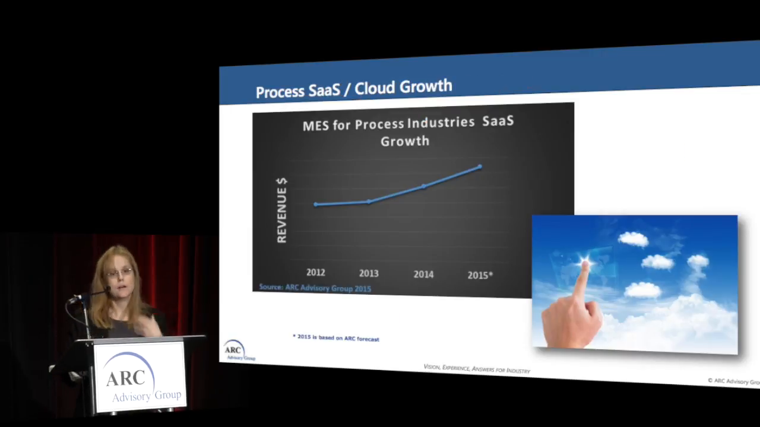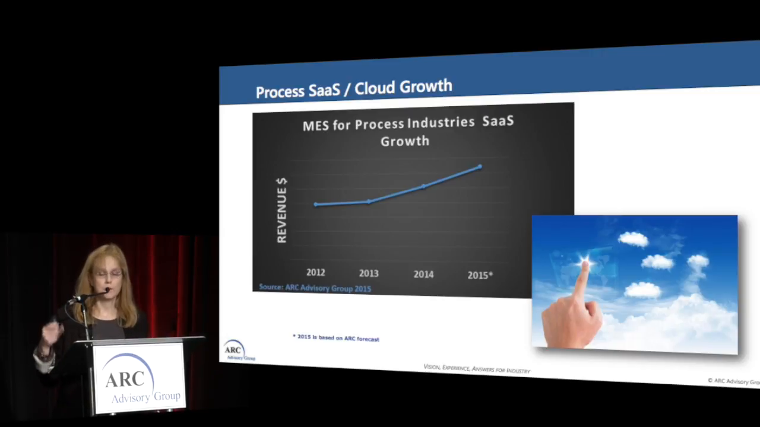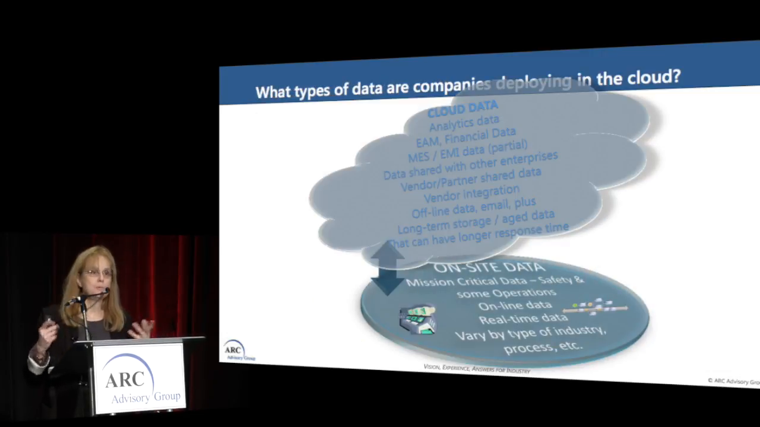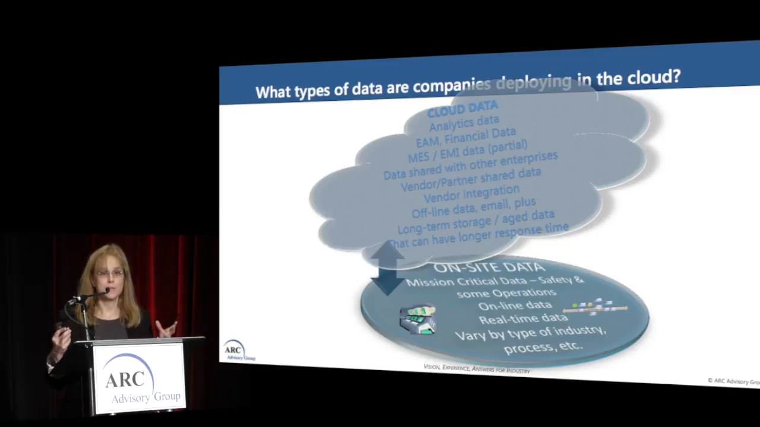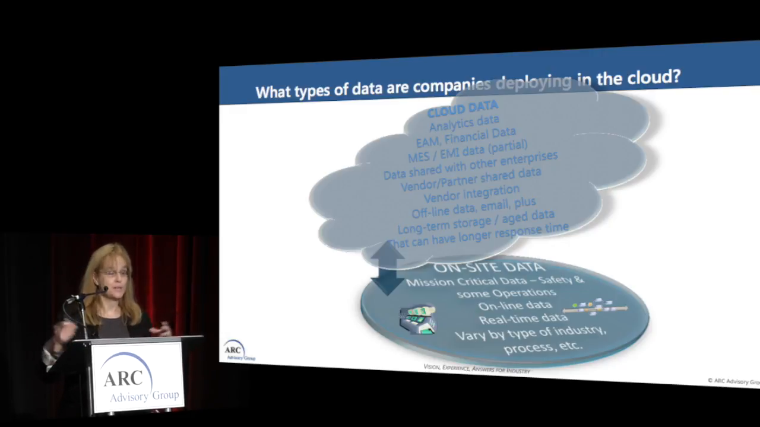So we do track the MES space by revenue. We also track the EMI space, but I had done this for what we call software as a service to the cloud. We are seeing an uptick in the actual data that's coming from the cloud. So what types of data are people deploying to the cloud? Well, they're deploying all types of data, but mostly it's historical data, aged data, things that maybe they don't think has intellectual property, although people are deploying email a lot, and that has a lot of intellectual property, as I know everybody in this room would agree with.